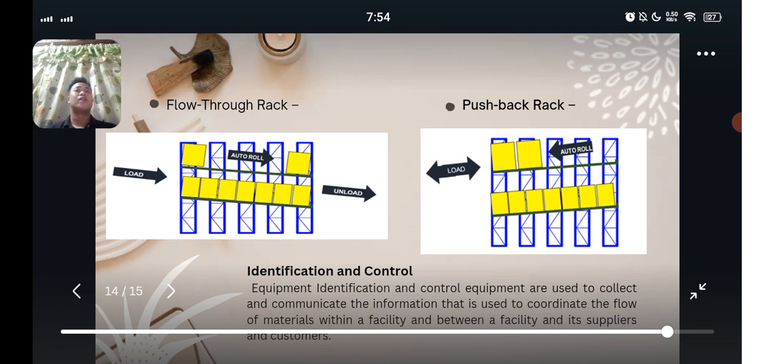In a pushback rack, loading a pallet moves the pallet behind it back one position, while the pallet in front of it is loaded from the front. When unloading, the front pallet is taken out and the rear pallets automatically advance forward to the front picking positions. So that's all for the flow through rack and pushback rack.